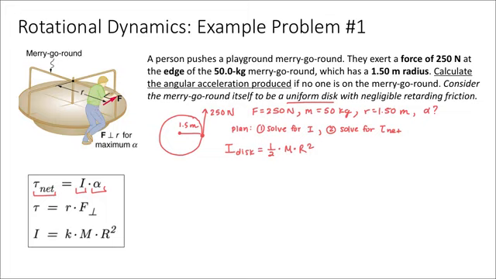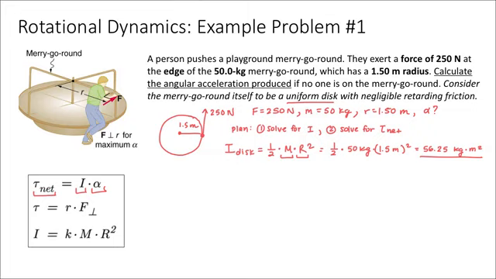So if I know the mass of the merry-go-round and the radius of the merry-go-round, I can very simply solve for the moment of inertia of the merry-go-round by plugging those values in. So I'll go ahead and do that now. If I plug in the mass and radius, it would look like this, and that is equal to 56.25 kilogram times meter squared. So that is my moment of inertia here. All right, now that I have my moment of inertia, I just need to solve for the net torque exerted on the merry-go-round.